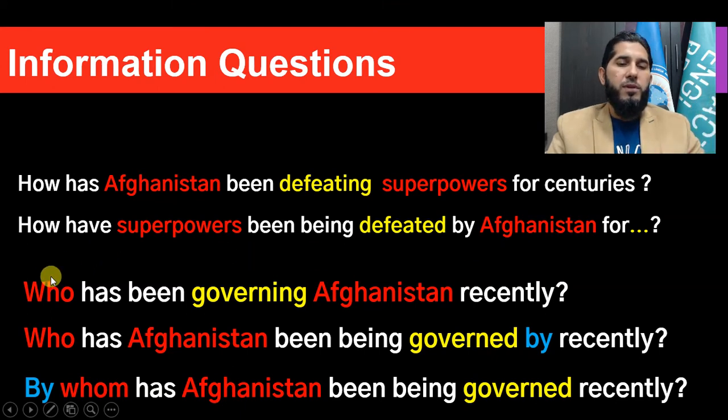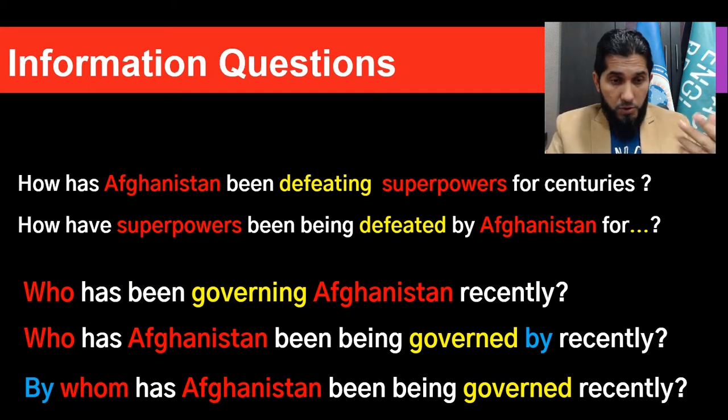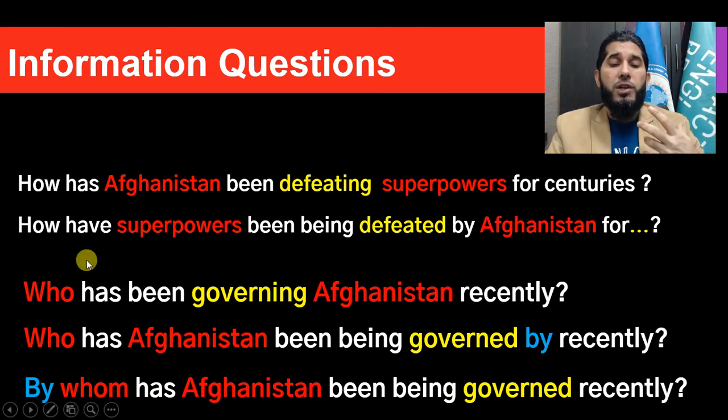Now look at this example. Who has been governing Afghanistan recently or lately? Now we have Afghanistan, which comes after the main verb governing, and obviously it is the object of this main verb. But we don't see any subject, he, she, or the name of a person or place or thing. So keep in mind that the word who itself functions here as the subject of this WH question, because our question is about the doer of this action, governing.